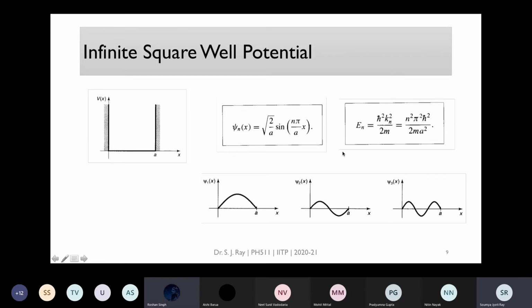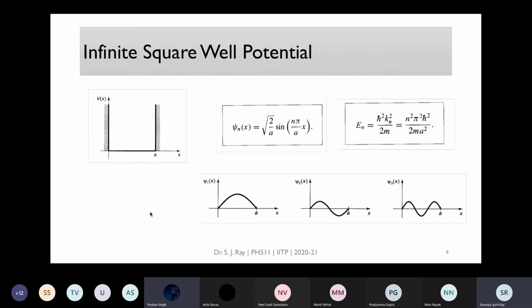So if we keep increasing the width of this well, we can see that the discretization in energy keeps decreasing, and if a becomes infinite, that is a free particle, there is no discrete energy. That is not the point. I mean, this is not completely untrue, but this is not exactly true also.